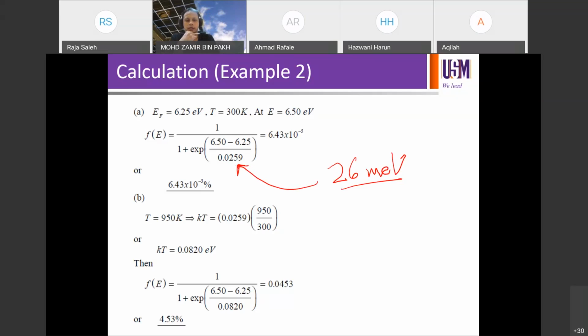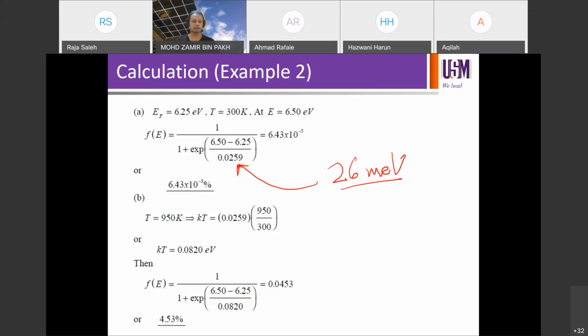So the exponential term becomes 6.5 minus 6.25 over 0.0259. Bear in mind, this is only at 300 Kelvin. If the temperature changes, then the KT changes as well. So you end up with Fe equals 6.43 times 10 to the minus 5. Or you can convert it into a percentage, which makes it 10 to the power of minus 3 percent. And don't forget the unit, percent, or just without a unit at all, 10 to the power of minus 5.